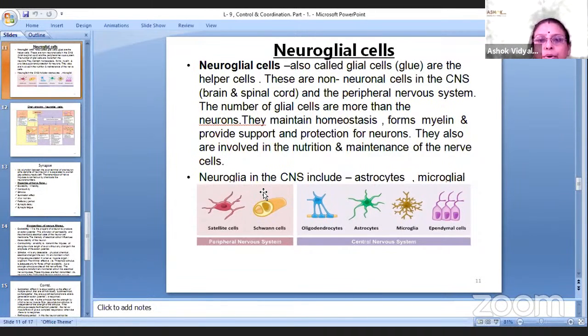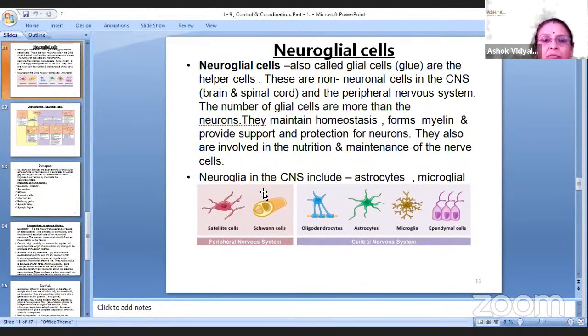These are non-neuronal cells. That means they are not neurons. They are present in the CNS, which means the brain and spinal cord, and also in the peripheral nervous system. The number of glial cells is more than the number of neurons, students.